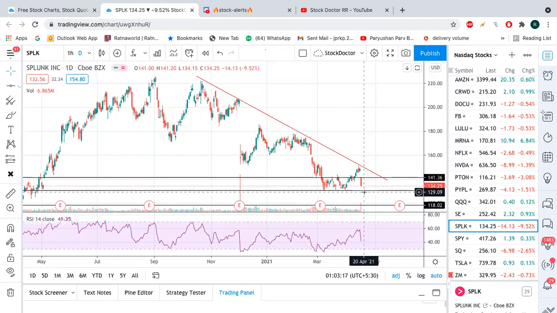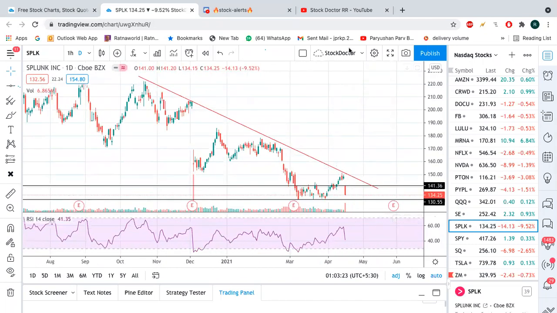And if it doesn't stop there, if it starts trading below 130, then the next target will be 180. If the stock comes to 130 and the RSI cools off more, and if the stock takes a U-turn from there, then we can think about taking a position for the next target of 141. Now, the stock has been in a downtrend for a long time. If the stock needs a turnaround, then definitely it should start trading and closing above this trend line resistance.